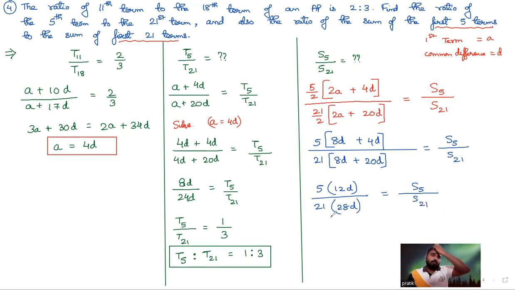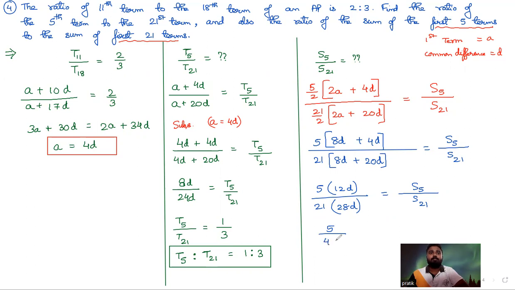3 fours are 12, 3 sevens are 21, 4 ones are 4, 4 sevens are 28. So 7 into 7 is 49. I'm just erasing this part so that you can understand. So this will be 5, and d and d get cancelled anyway.